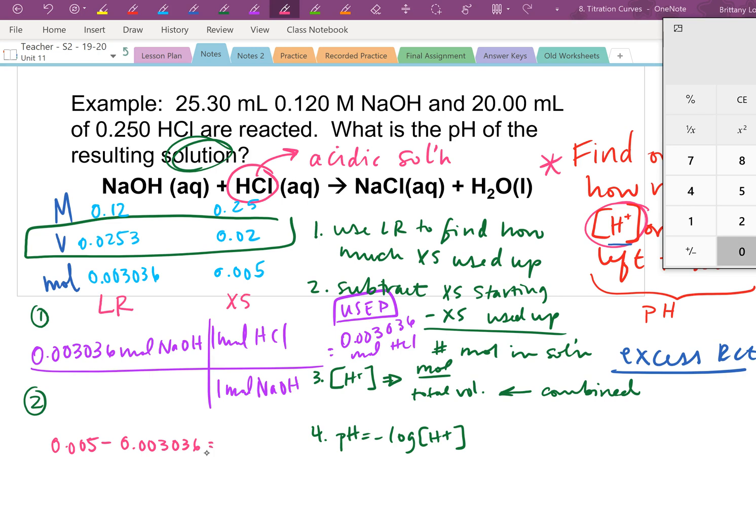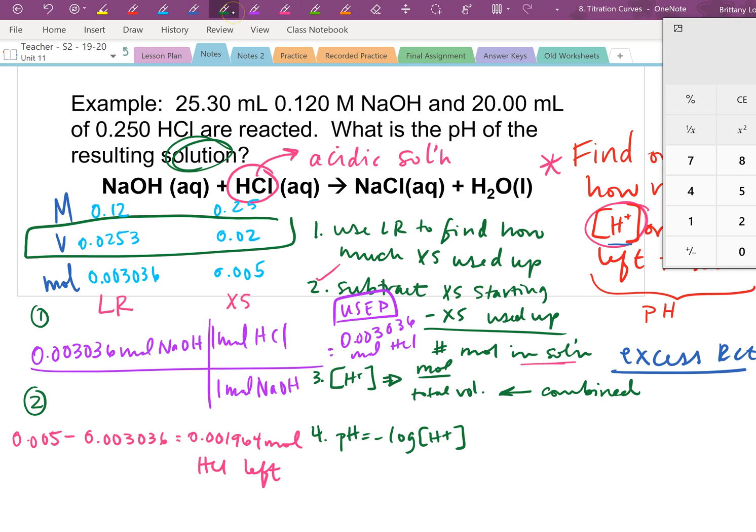0.005 minus 0.003036. I got 0.001964. This is the moles of HCl left, right? So check here, we subtracted. This is how much is in solution still.